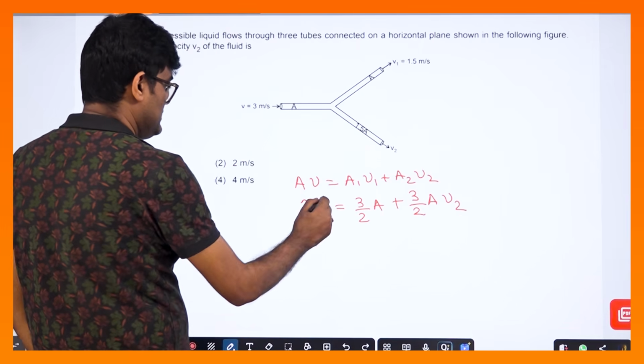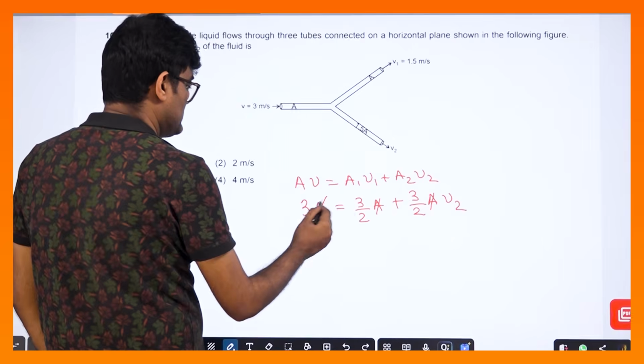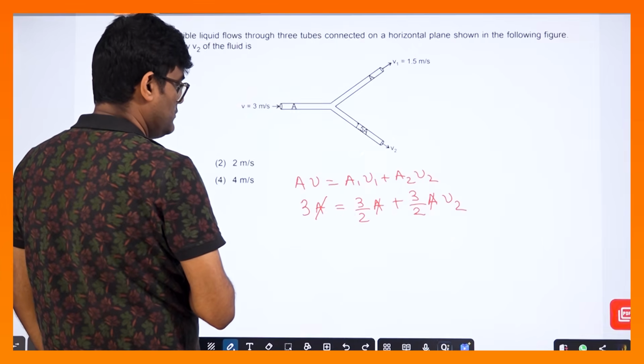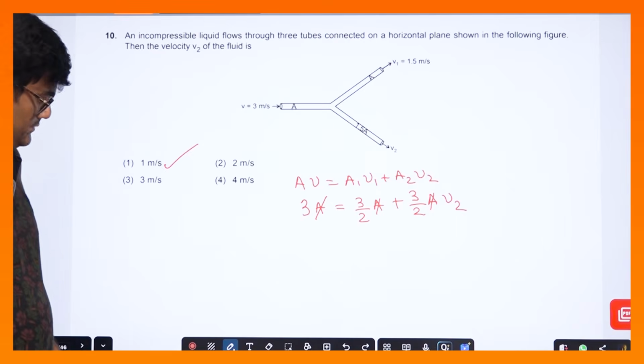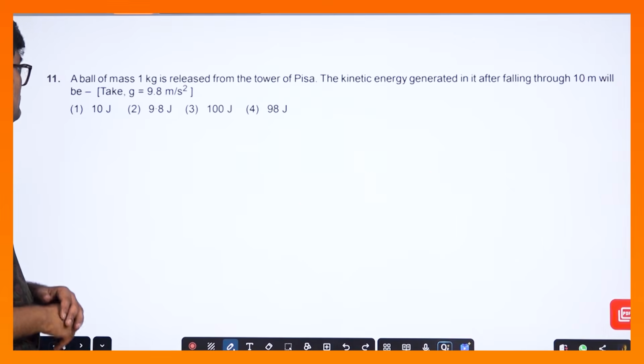So if I say this area gets cancelled out, so it is 3 minus 3 by 2, it is 3 by 2 and V2 is equal to 1 meter per second. That is the answer for this question.